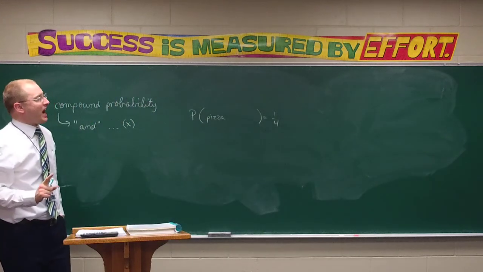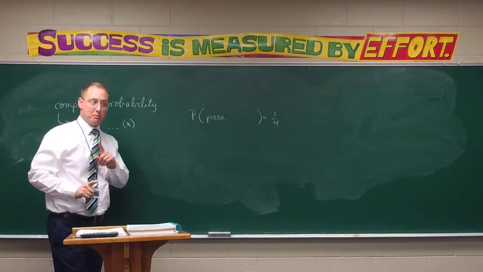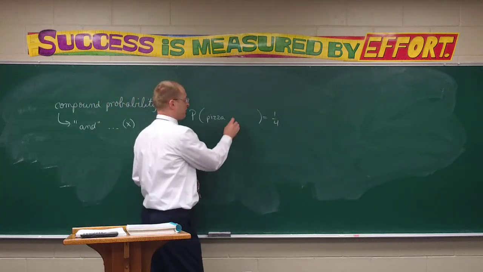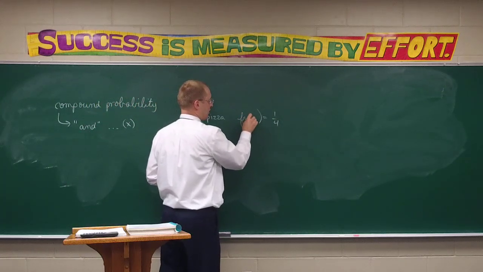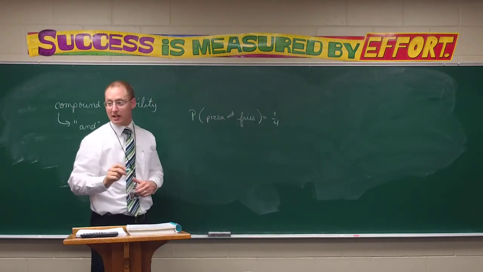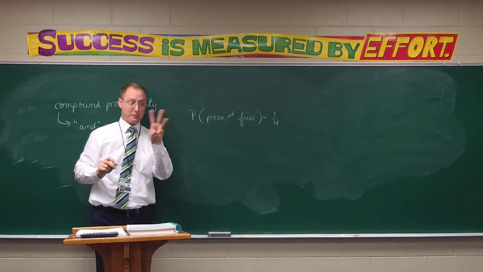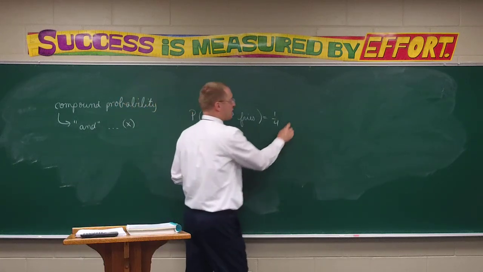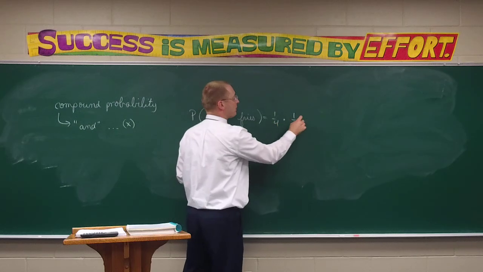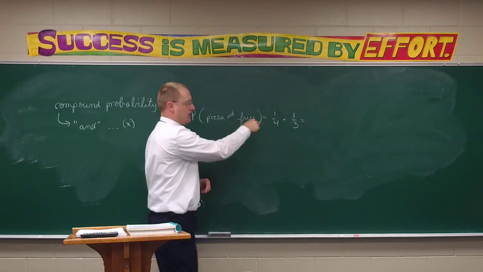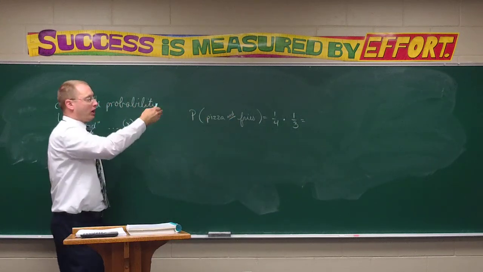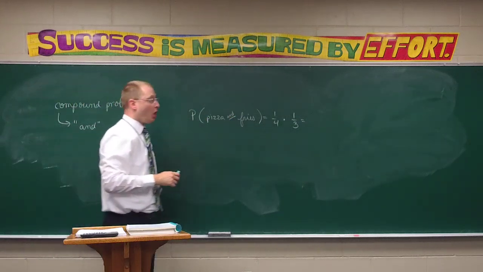But what about the odds that not only does a person pick pizza, they also choose to have fries with it? Again, how many options were there for the side? 3. 3 options of sides, right? So there's a 1 in 3 chance that they pick fries. But when we multiply these 2 possibilities together, 1 in 4 times, because of the and, 1 in 3, we get 1 in 12.